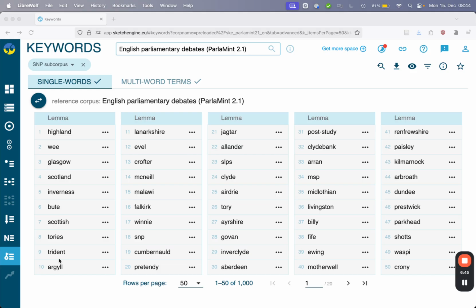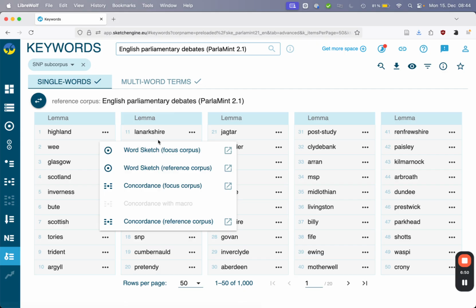And for all of these, of course, you can click on the three dots and then have a look at how this word or this lemma is used in the focus corpus. So that's our subcorpus of SNP speeches only, or in the reference corpus. Or those are word sketches, but you can also look at the concordances, which is what I would recommend.